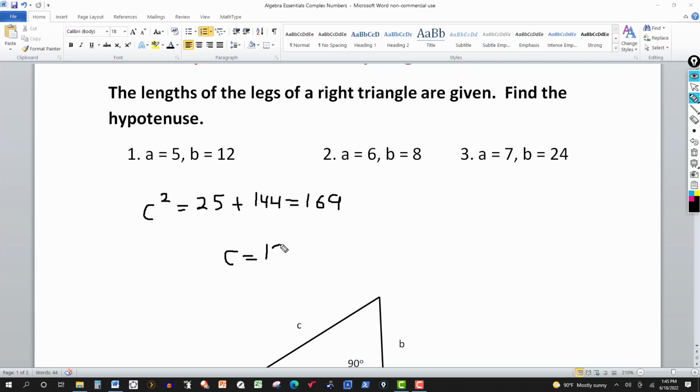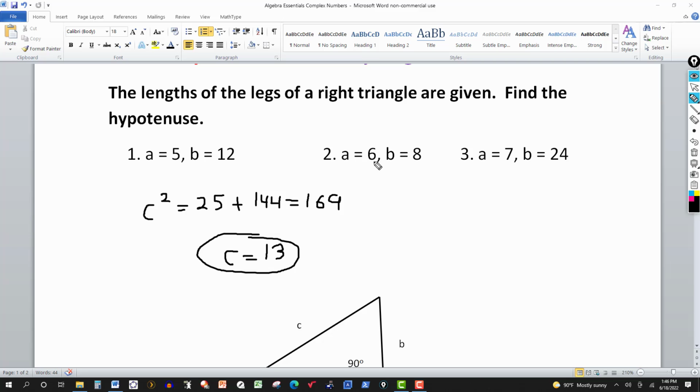which is 13. These are all going to be perfect squares, so there's no approximate answer here. You can use your calculator if there is, but for the first one this comes out to 13 units. It could be in feet, inches, whatever, but in this case there's no units given, so we just say 13 or 13 units.